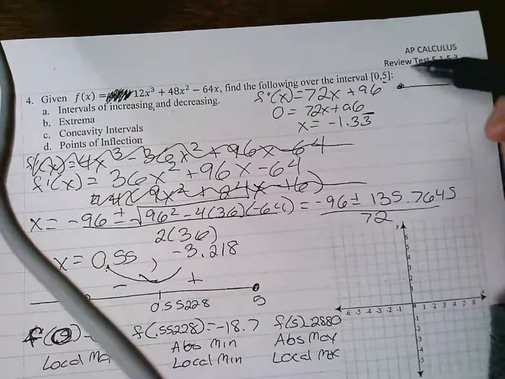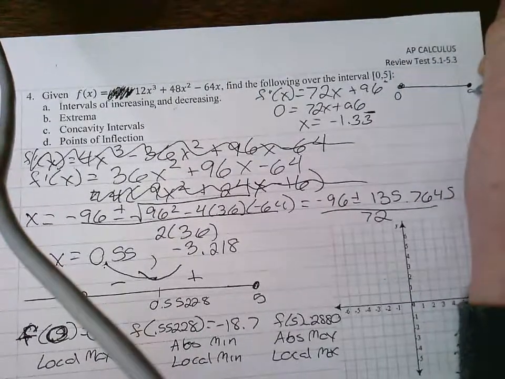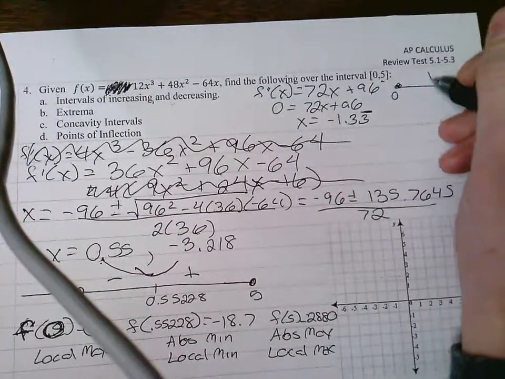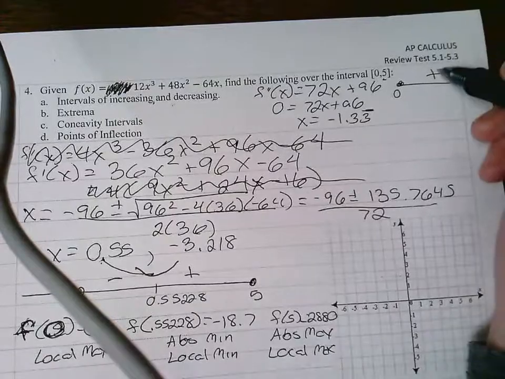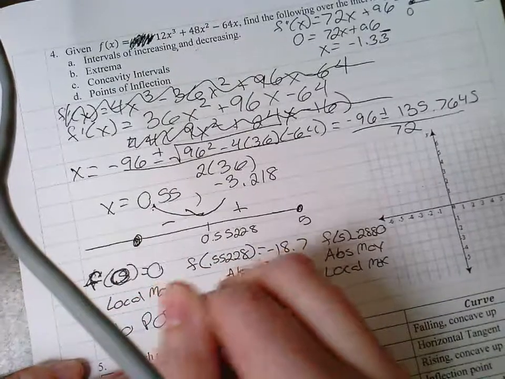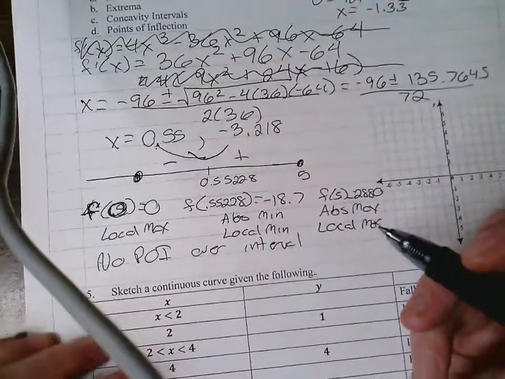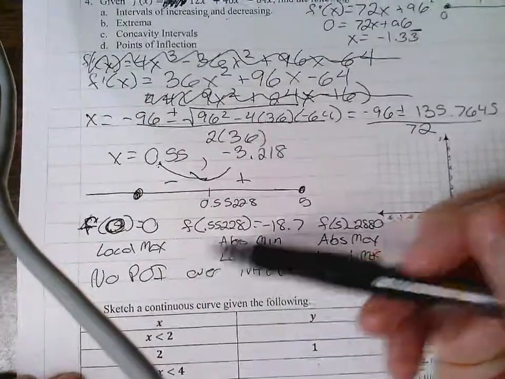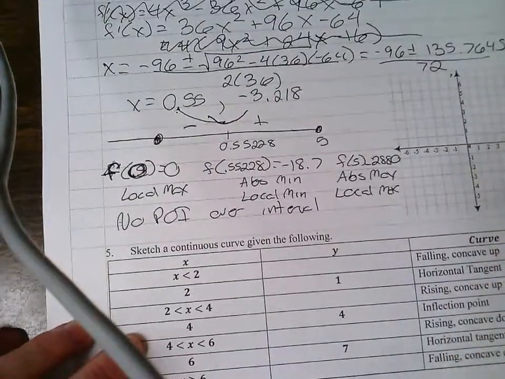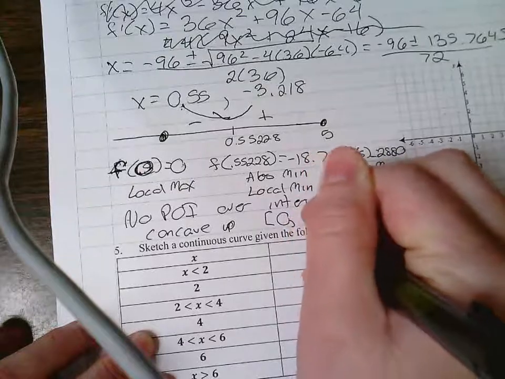Okay? But you do need to check your concavity intervals from 0 to 5. Okay, so just do f double prime of 1, and that's going to be a positive. So it's going to be concave up from 0 to 5. No POI over the interval. But if there was, you would check the original function back in here. And it's concave up from 0 to 5.